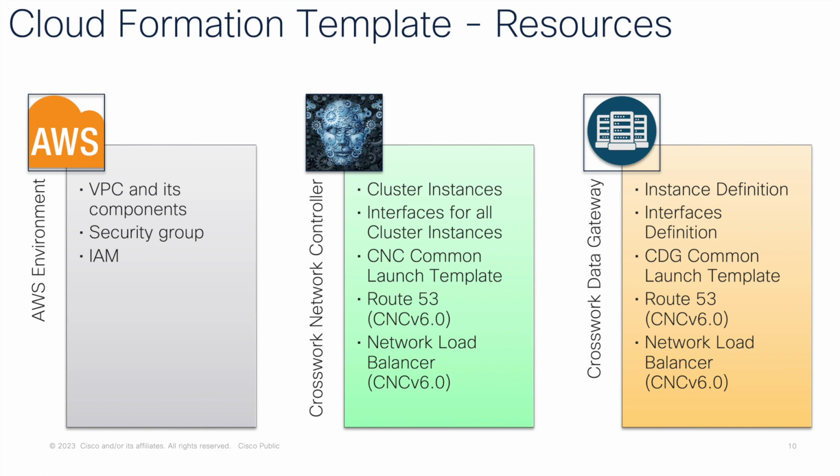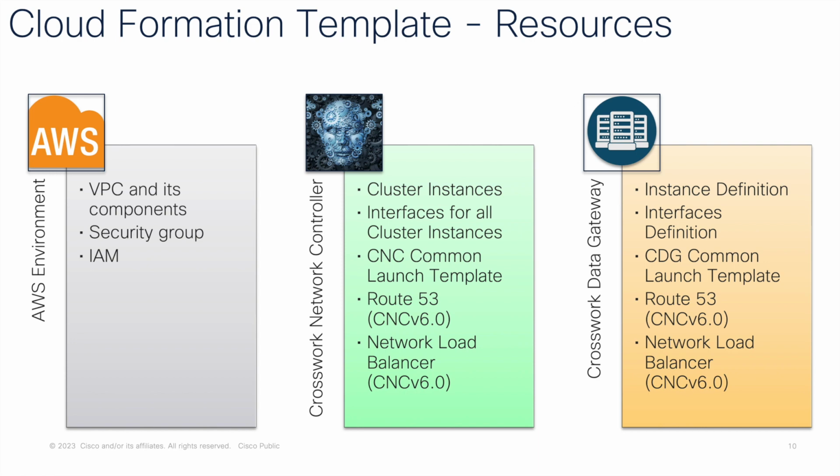As a part of the CloudFormation templates, the resources that we use here are: when we deploy the AWS environment, the VPC and its required components like subnets, multi-AZs, etc. are deployed. Security groups will be deployed. IAMs will also be configured. From a CNC standpoint, you would define your cluster instances, how many instances you want, and what the AMI ID is. There's a common launch template which will define the storage and all those things. We have Route 53 and network load balancers deployed as well.